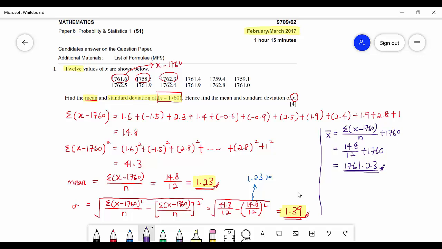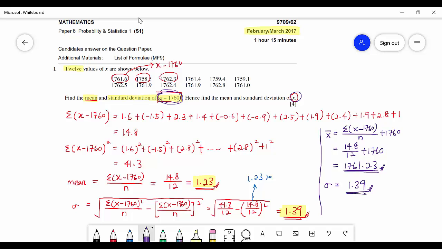Okay, and for the standard deviation, you know that no matter you want to find out the standard deviation for x or the standard deviation for x minus 1760, generally their values should be the same, because the shape, when you plot the points on the number line, you can see that the distribution of this set of data will be the same as this one. All right, so in general, the standard deviation value should be the same also, which is 1.39.